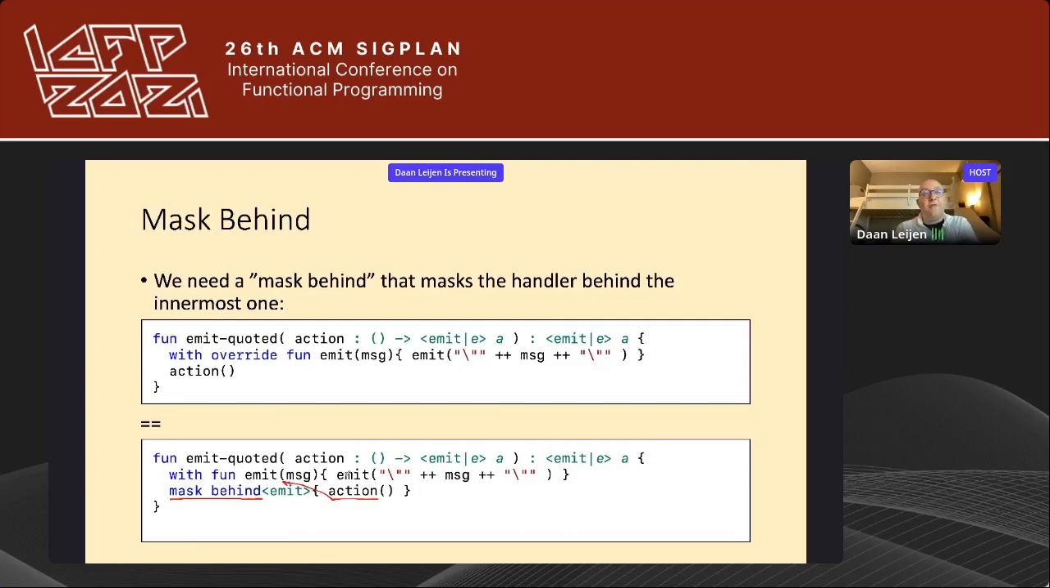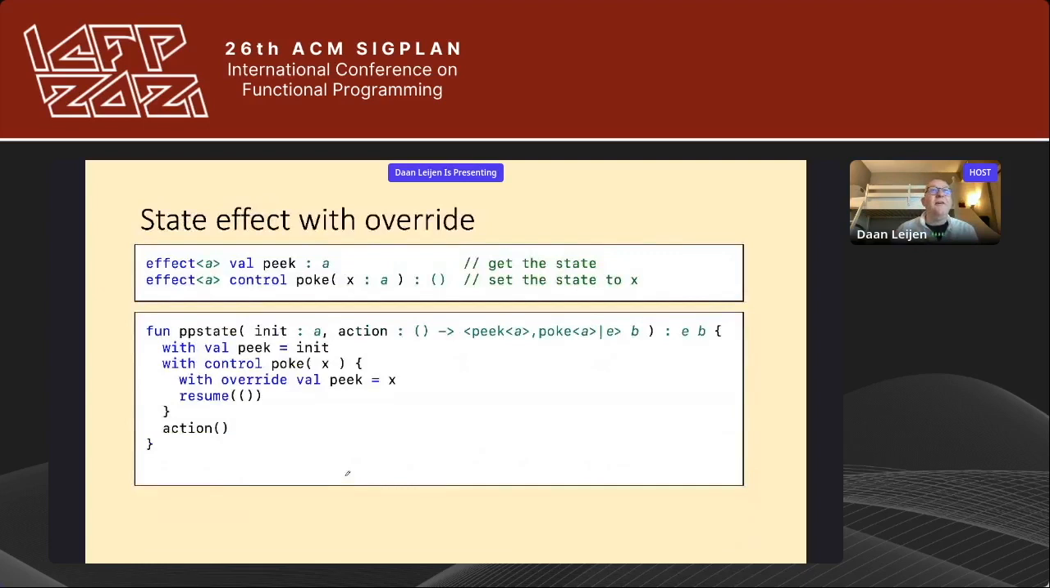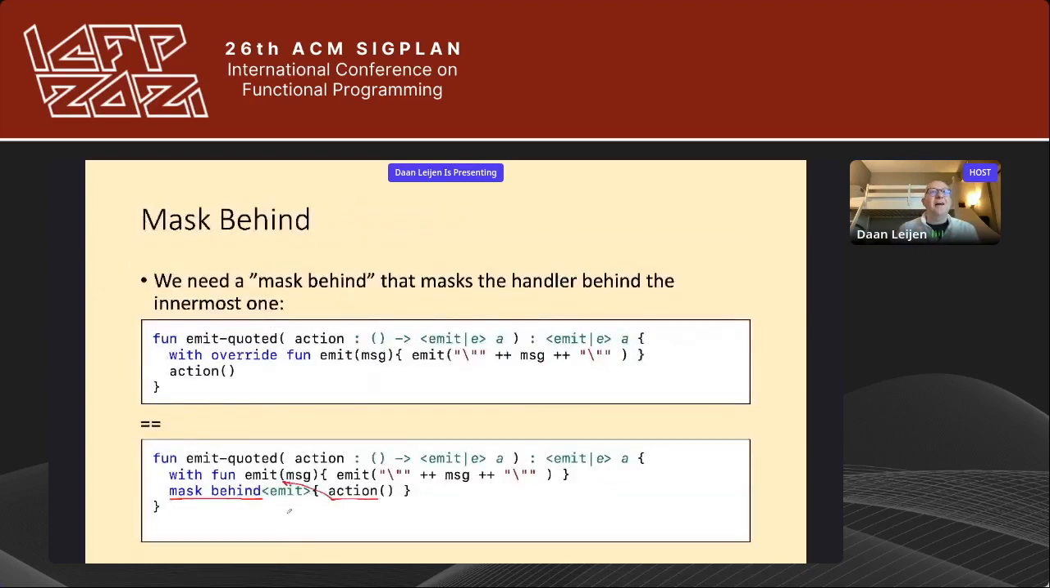And if you look at it from the perspective of the evidence vector, it becomes more clear. Mask removes the innermost evidence from the vector, so you naturally mask it, right? And mask behind doesn't remove the first one, but the second one that it can find. Actually, did I put in the type? No, that's a shame. So if I put the type of mask behind, you'll have two L's in its final type, because it will remove the second one from the evidence vector.